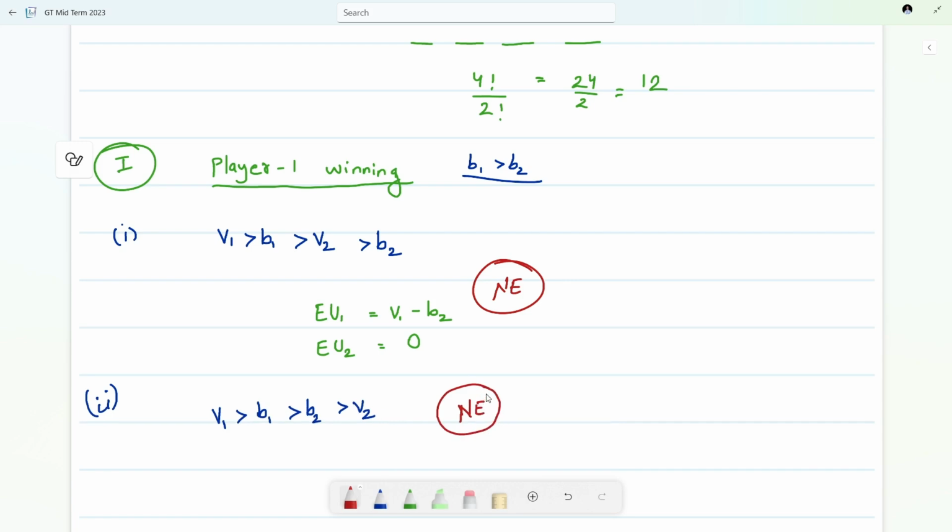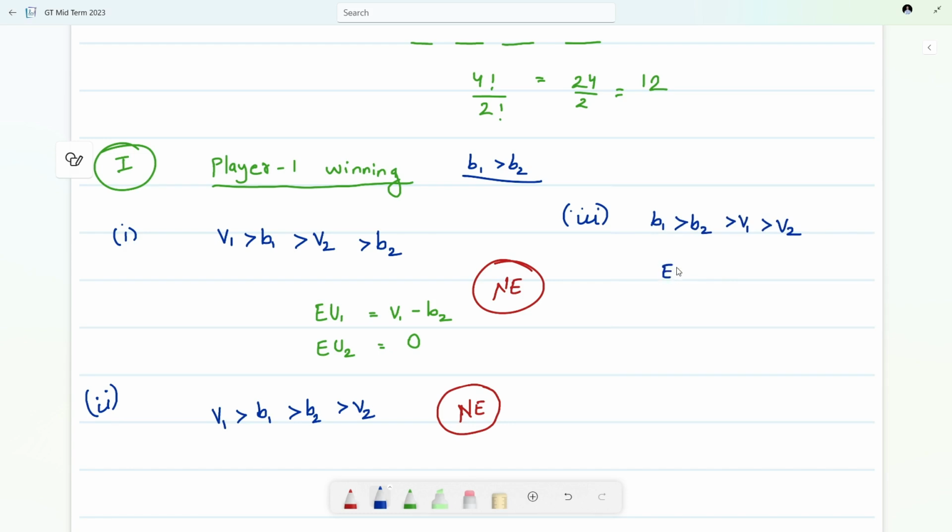Okay, now let me take another case. So, there will be total 12 cases: 6 cases where player 1 will be winning, 6 cases where player 2 will be winning. Now the third case will be this: P1 is greater than B2. Player 1 has won the game, V1 is greater than V2. Now, what will happen?